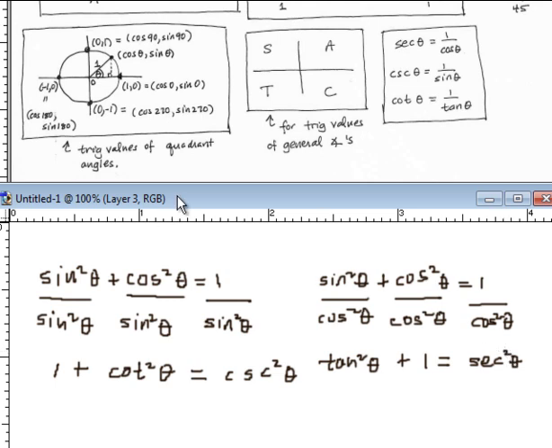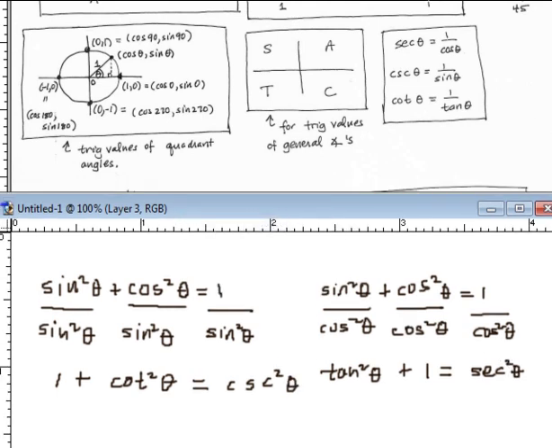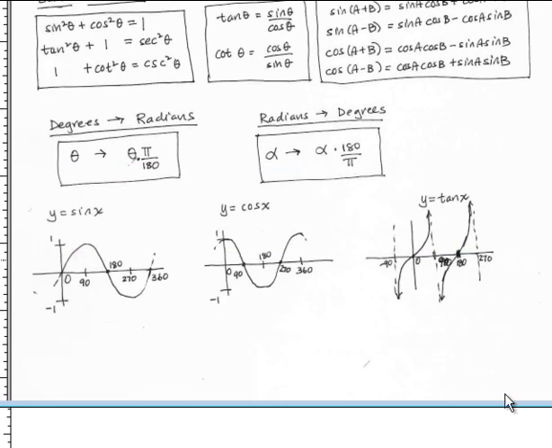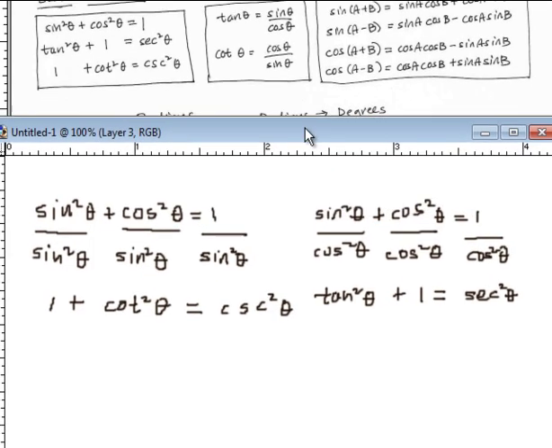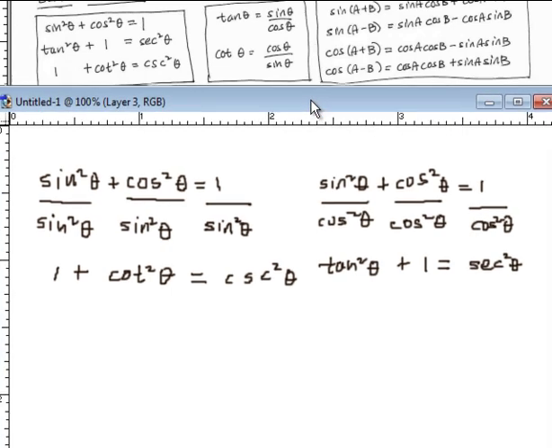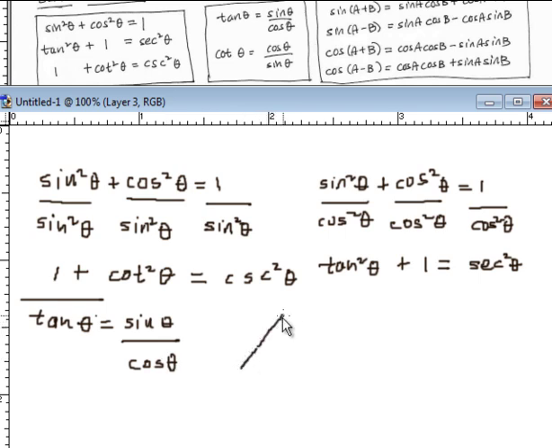Alright, so we showed some of the basic identities. This one, and this one. Now let's go to tangent theta, sine theta over cosine. That's pretty easy, really, to see. That's pretty basic. Let's go to the triangle. So this is what we want to show. We want to show that tangent theta is sine theta over cosine theta. You get that from the basic triangle.